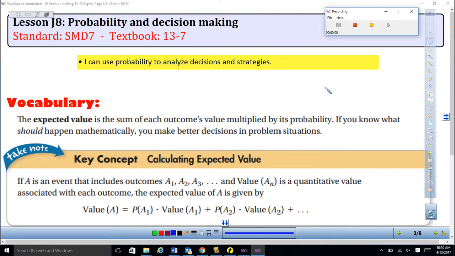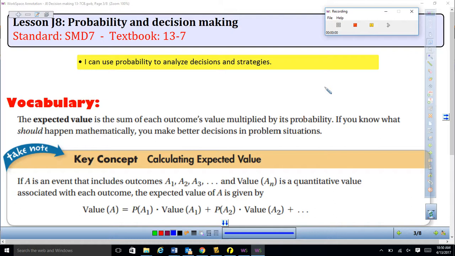The expected value is the sum of each outcome's value multiplied by its probability. If you know what should happen mathematically, you make better decisions in problem situations. First thing we're going to look at is calculating expected value.